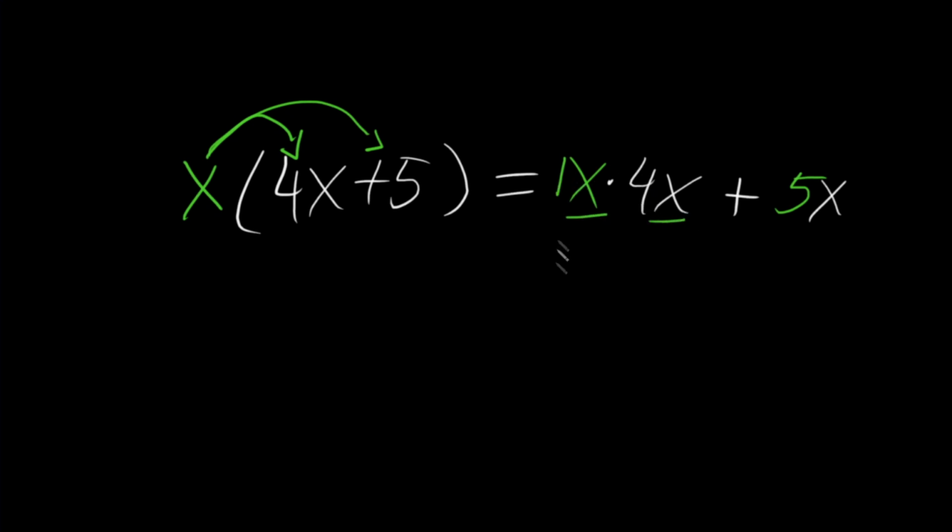So 1 times 4 gives us 4. X times x gives us x squared. And then we have our plus 5x. Because x squared has a higher power than this x, which is technically to the first power, then we know that we're in the proper format. Even if the coefficient 4 here is less than the 5, it's the power of the exponent that will determine the order. 2 and then 1.